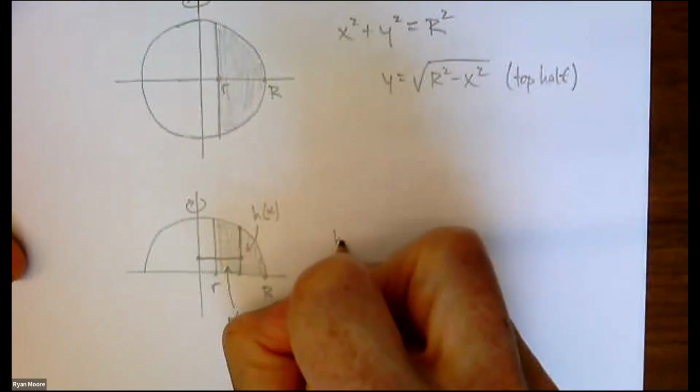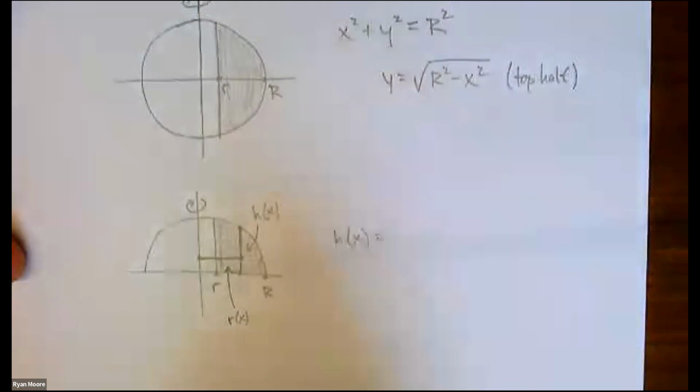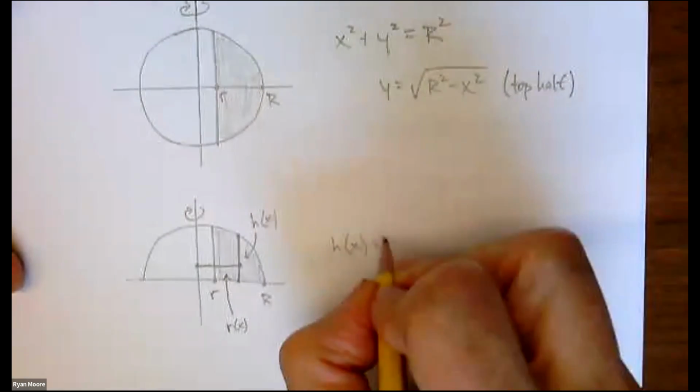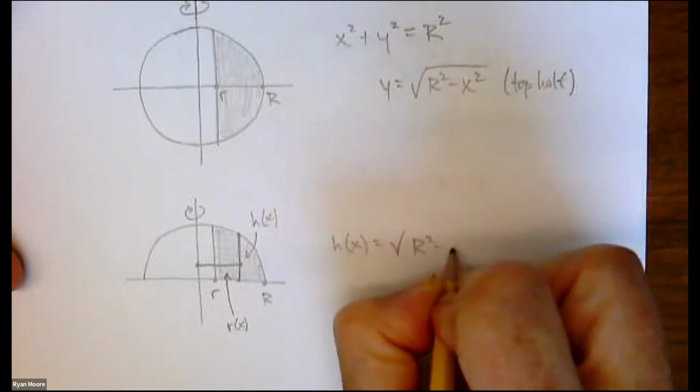So what is h of x, the height? Well, it's going from the x-axis up to the top of the circle. So it's going to be the square root of r squared minus x squared.